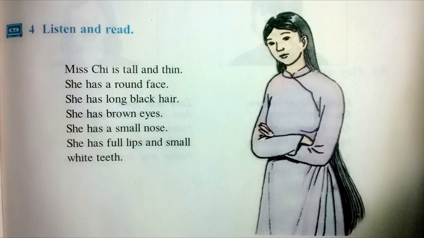4. Listen and read. Miss Chi is tall and thin. She has a round face. She has long black hair. She has brown eyes. She has a small nose. She has full lips and small white teeth.